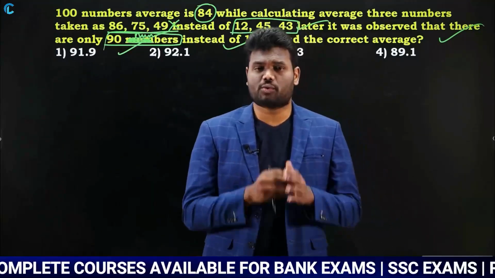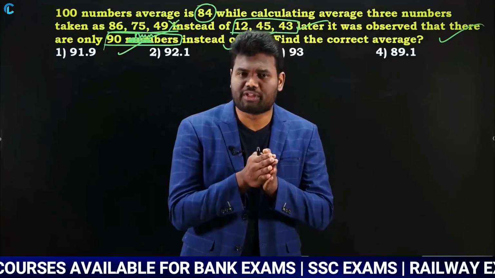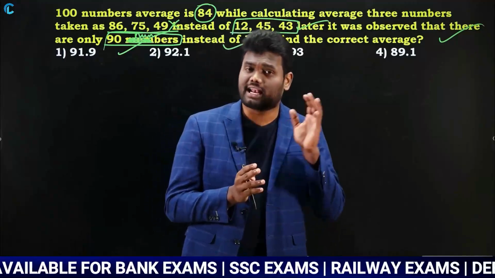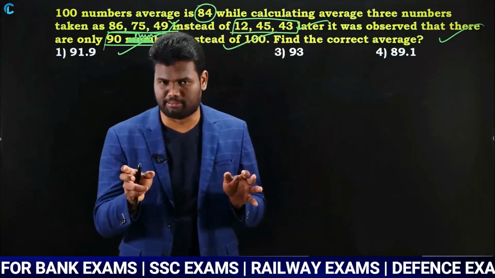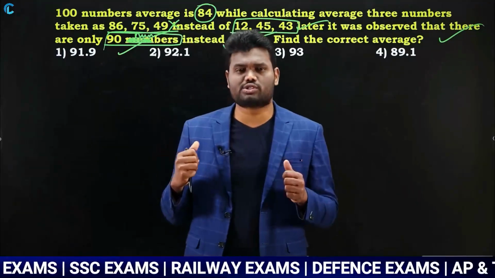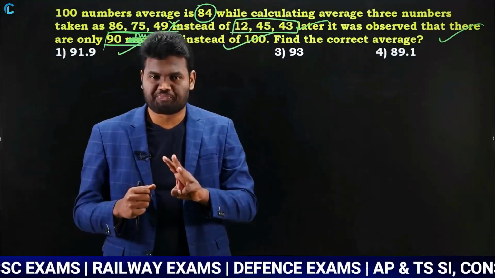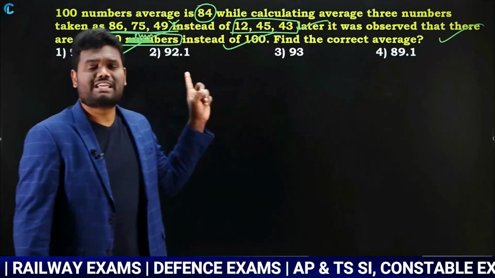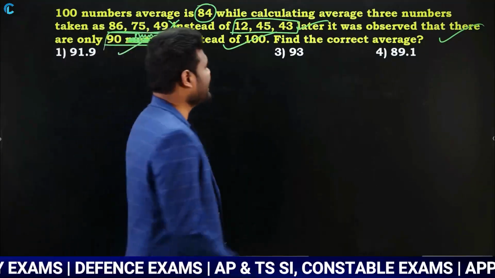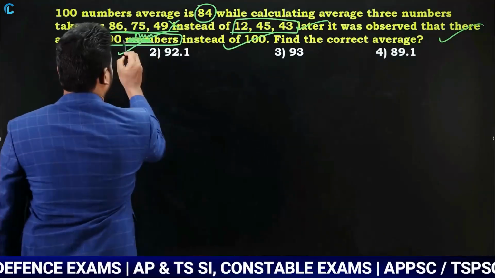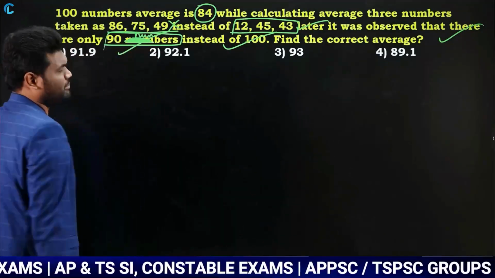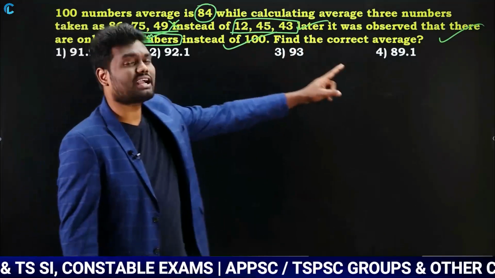In the previous questions, we mentioned that 2 values are wrong, and that there were 100 numbers given but originally only 90 numbers. In the same way, in this question also, 3 values are entered wrong. It was given as 100 numbers, but there are only 90 numbers. It is mentioned here clearly. Now we are asked to find the correct average.